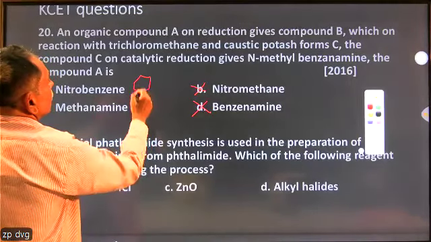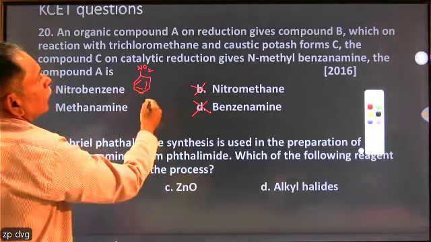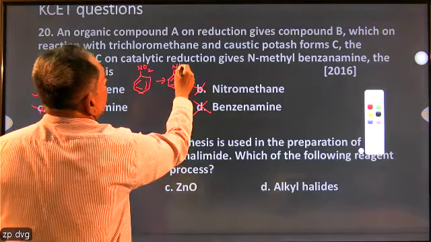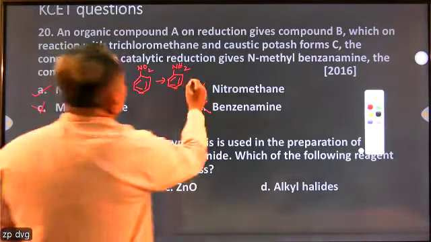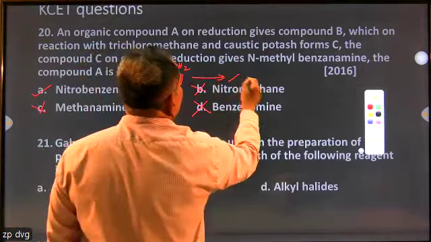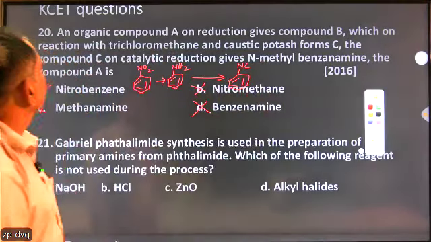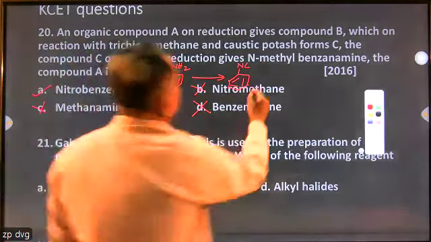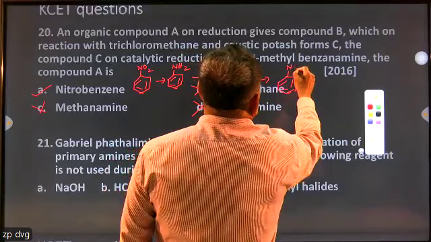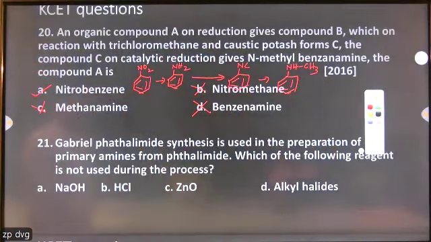So when nitrobenzene is reduced, it gives you aniline. That upon treating with trichloromethane and caustic potash, you get an isocyanide. And this isocyanide on catalytic reduction will give you N-methyl benzenamine. So nitrobenzene is the correct answer.